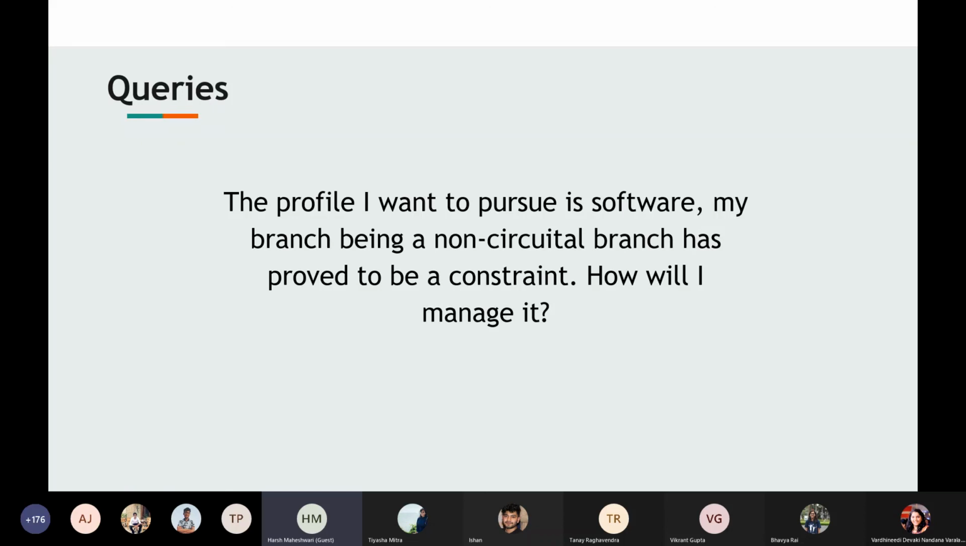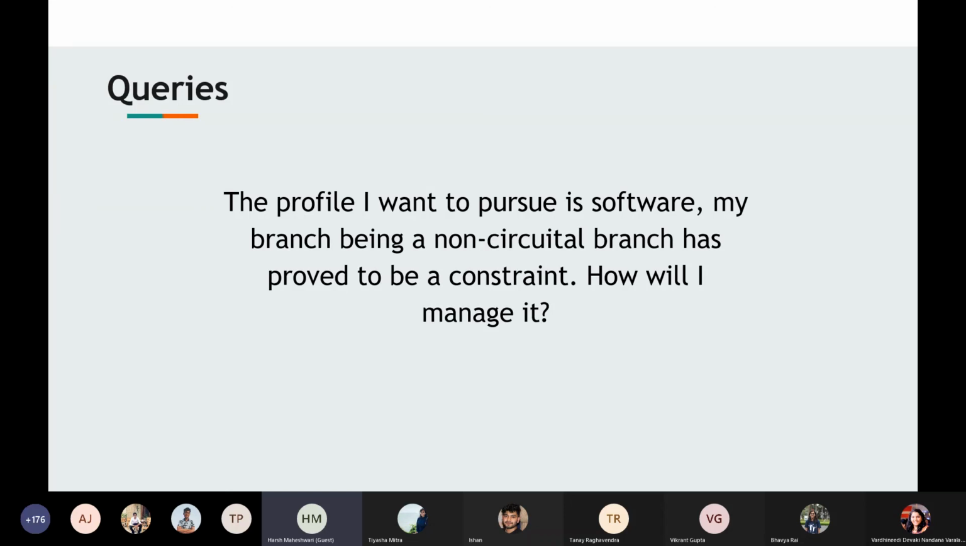So with time, the companies are relaxing on those policies or prejudices that only circuital branches are good. I mean, they would like to hire only from the circuital branches. So the opportunities are gradually increasing, that is the first thing. And secondly, we definitely know that the opportunities compared to circuitals are less, but then you have to prove yourself better as compared to others, right?